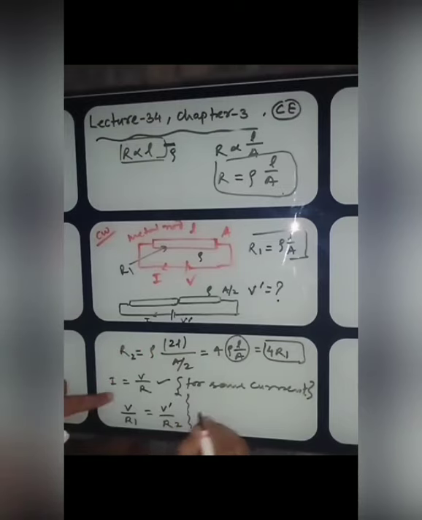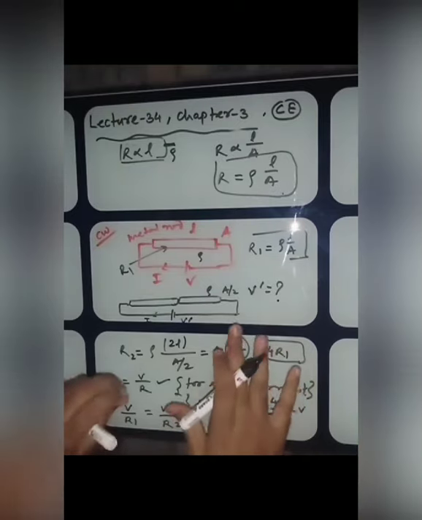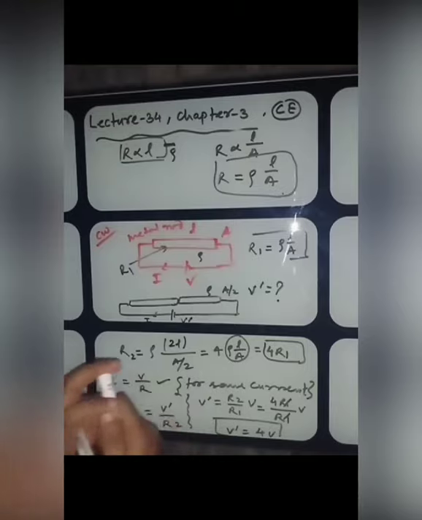Now we can solve here. The V dash we have to find out. So it is R2 by R1 into V, where R2 is 4R1. Divided by R1 into V, that is V dash will be 4 times V. So this is the simple answer. Okay, I hope you got this one.